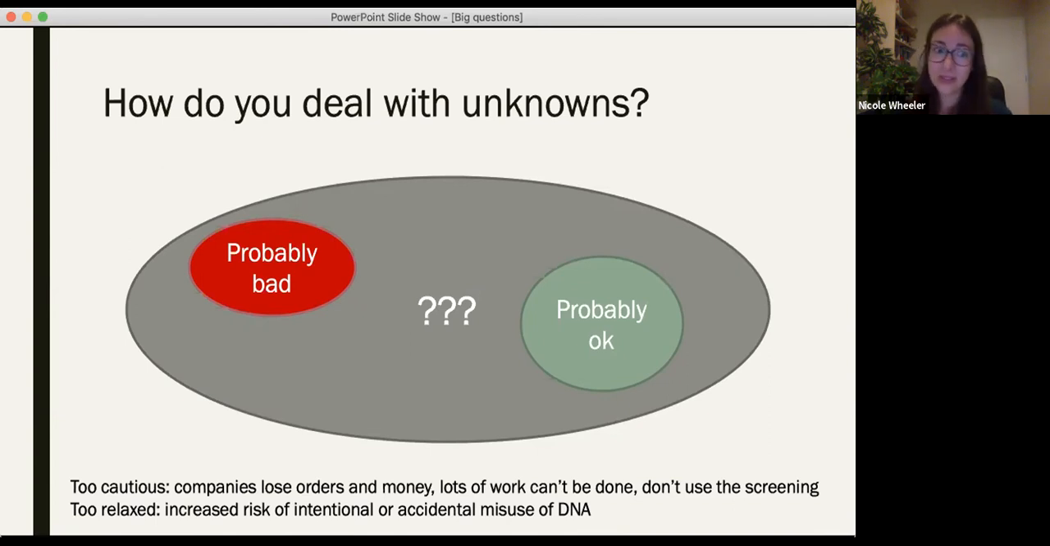If we're too cautious, that really limits who can work with what DNA, and it might cost companies a lot of money. So it might be that we develop a screening technique and nobody uses it. But if we're too relaxed, we might increase the risk of intentional or accidental misuse of DNA. So figuring out how to deal with uncertainty is a really big challenge.